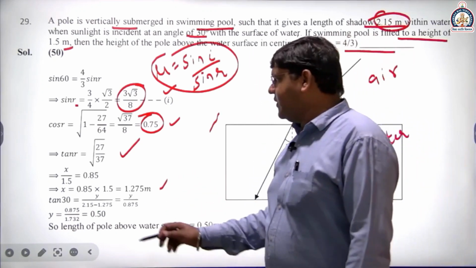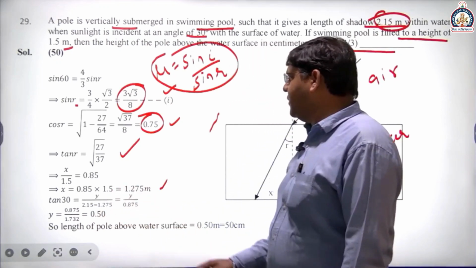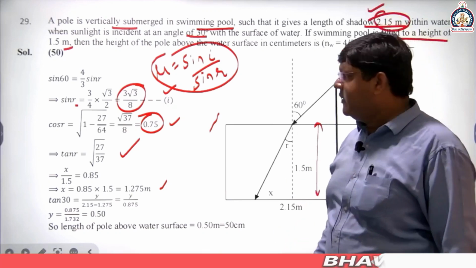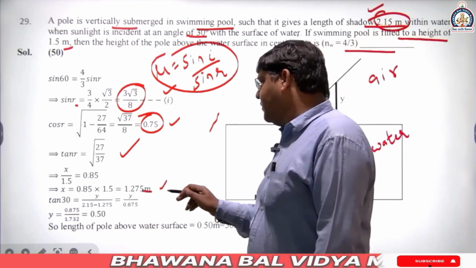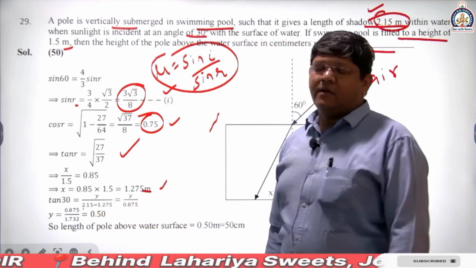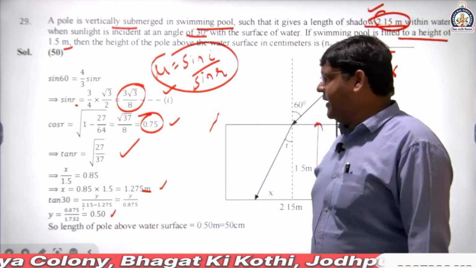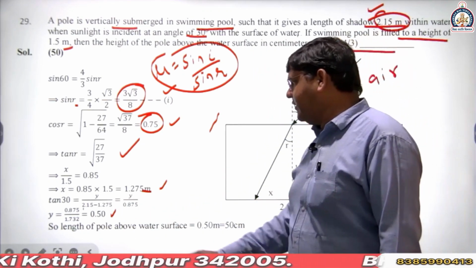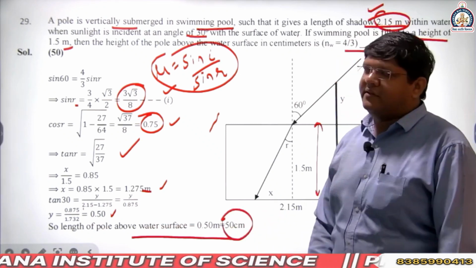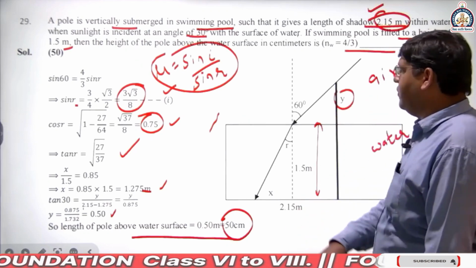Tan r is simply the division of both values, and we get the value of x as 1.275 meter. Now tan 30 is given as y upon (2.15 minus 1.275). Why? Because the shadow is 2.15, and for x we get 1.275. That's why we have subtracted 2.15 minus 1.275. On solving we get y equal to 0.50. So the length of the pole above the water is 0.50 meter or 50 centimeter. This is the required length y which is above the water level.